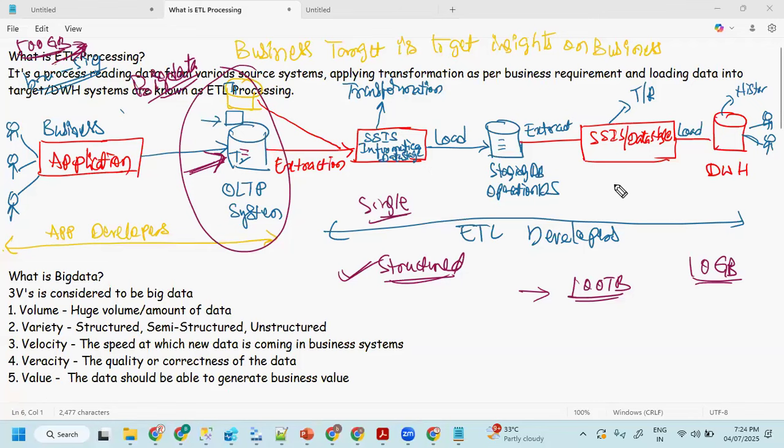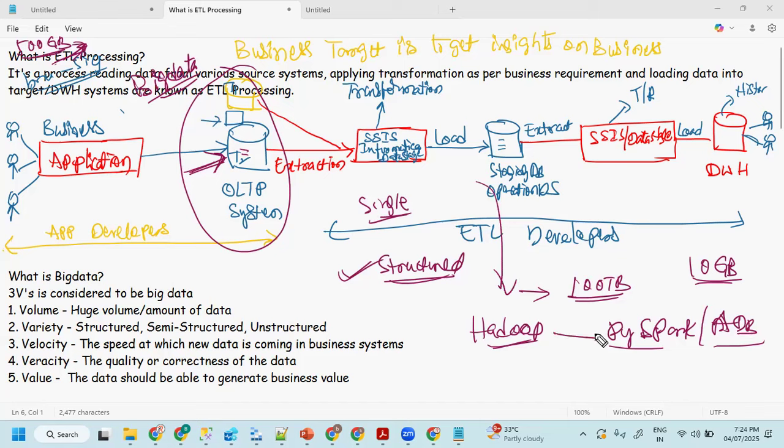So because of that reason, Hadoop came into the picture, but I'm not going to talk about Hadoop at this time. I'm going to talk about it at the time of PySpark and Databricks. Why we need to come out of this traditional approach to this one, we are going to talk about later. I just wanted to give a brief idea about what is big data.